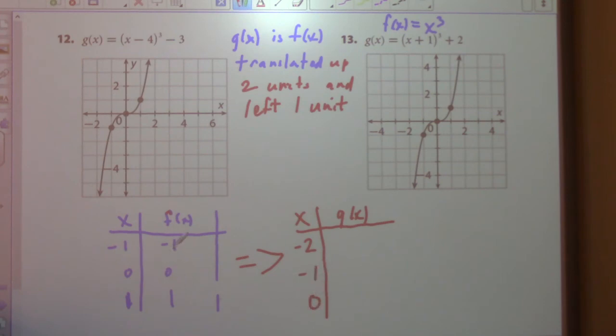And now we say up 2 units, right? -1 plus 2 is 1. 0 plus 2 is 2. And 1 plus 2 is 3. So you should have these ones right here: -2, 1; -1, 2; and finally 0, 3. So you should have something like this, right? That's right. Okay.